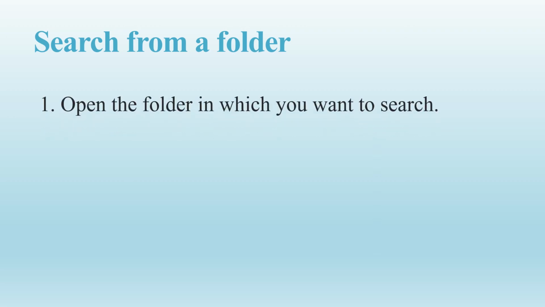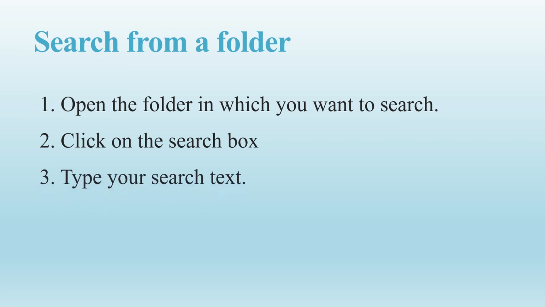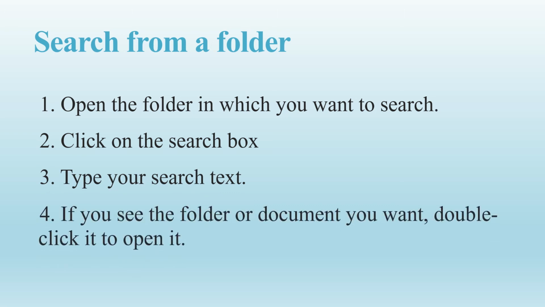Search from a folder. Suppose there is a folder and there are many files inside the folder and you want the file from the folder only. Then you can go to that folder. What you have to do? Open the folder in which you want to search. Click on the search box. At the right hand side corner at the top, you will find the search box inside the folder. You have to click on it, type your search text, and then if you see the folder or document you want, double click to open it.